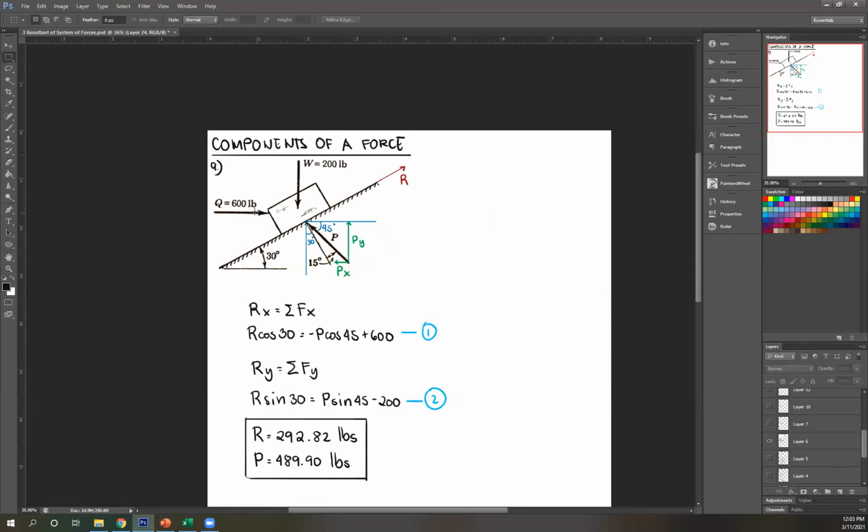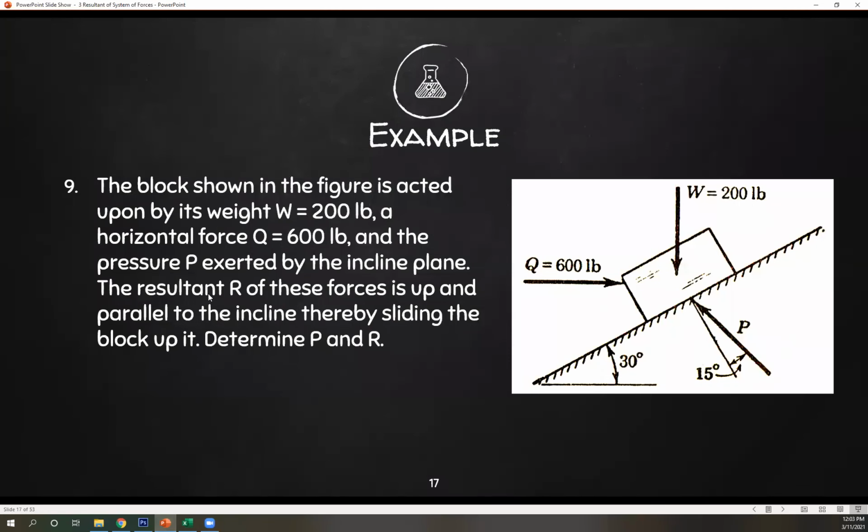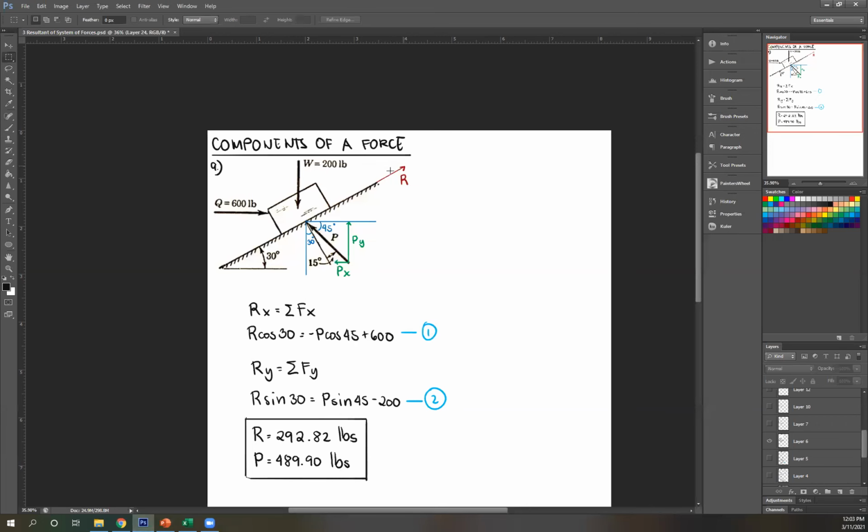So we're looking for P and R. P is this force right here, R is your resultant. According to this problem, the resultant R is up and parallel to the incline. So this is your R. I drew it this way, up and parallel to the incline. Before I move on to creating my equations, I need to fix this first.